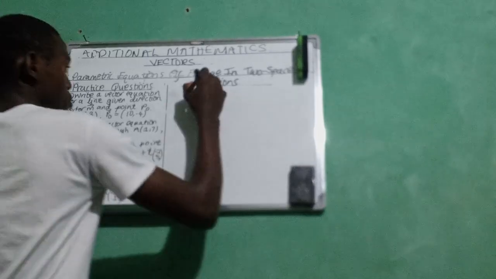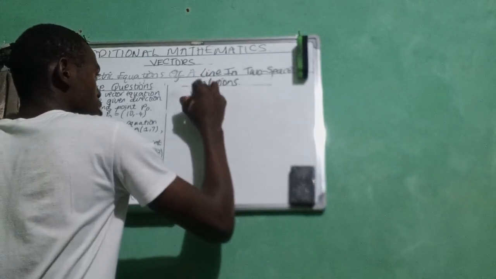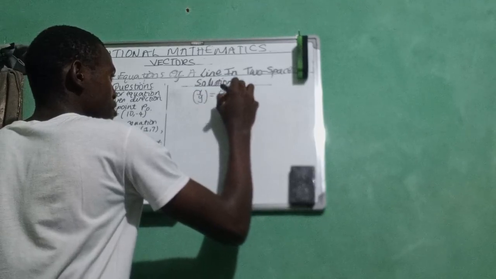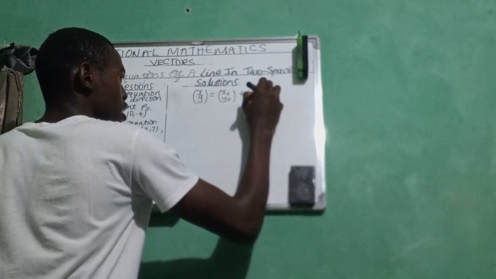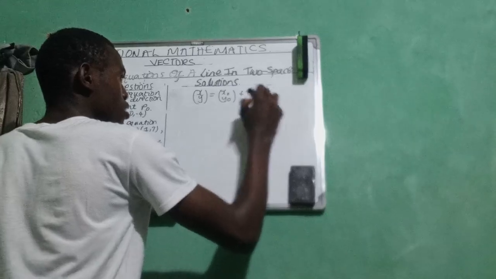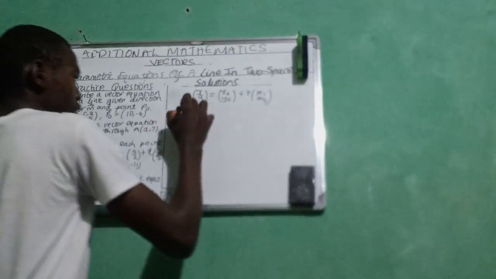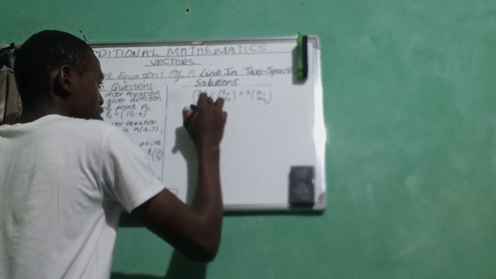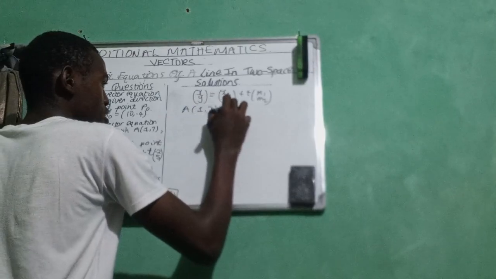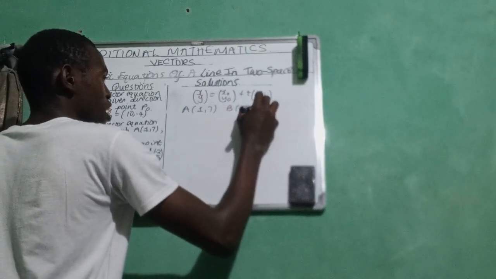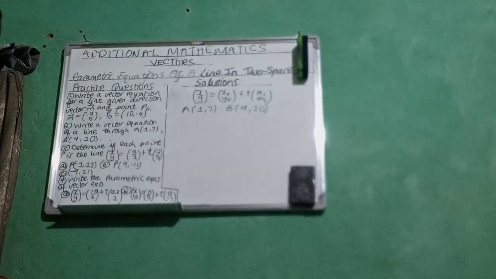Before we do anything, we need to know a vector equation is always in this form: (x, y) is equal to (x naught, y naught) plus the parameter t times (m1, m2). Then we get what we have been given. The coordinate A is (1, 7), then the B coordinate, the second coordinate, is (4, 10).